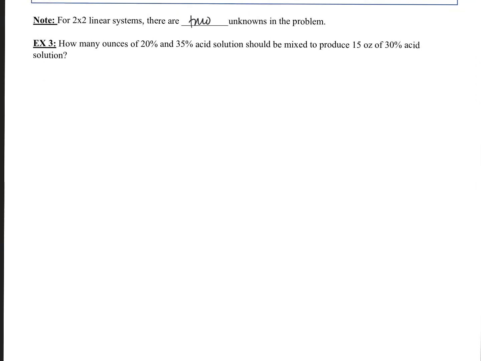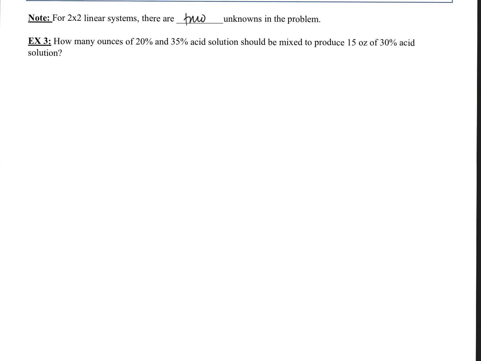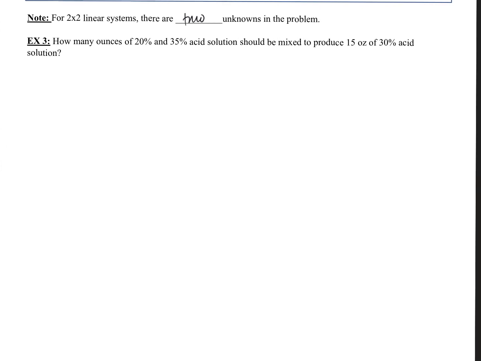So example 3. How many ounces of 20% and 35% acid solution should be mixed to produce 15 ounces of 30% acid solution? Let's draw a visual here. So let's see. We have some sort of a solution bottle. We're adding to it some other sort of a solution bottle. And we want to get a final amount, right? That's just sort of the visual of what's going on here.